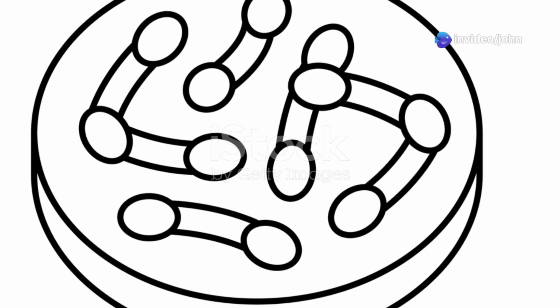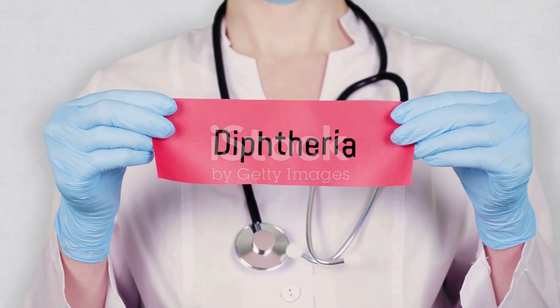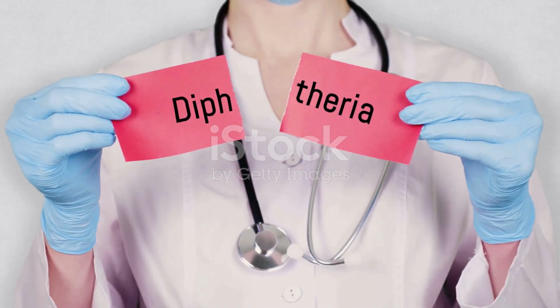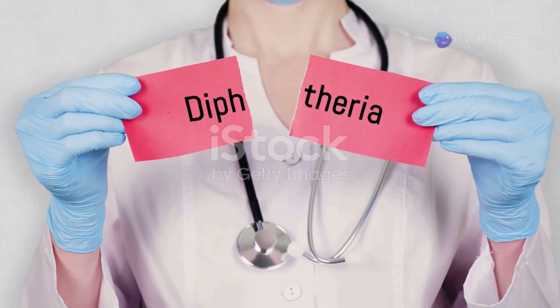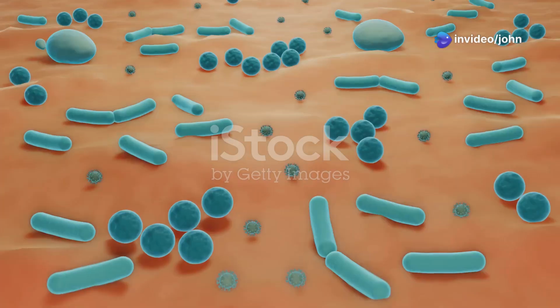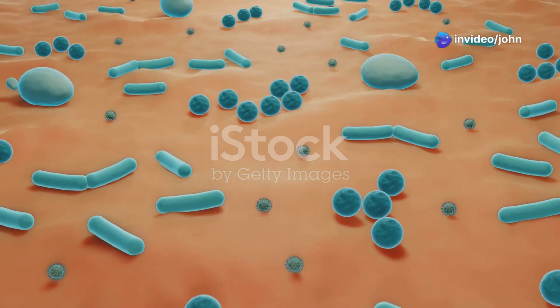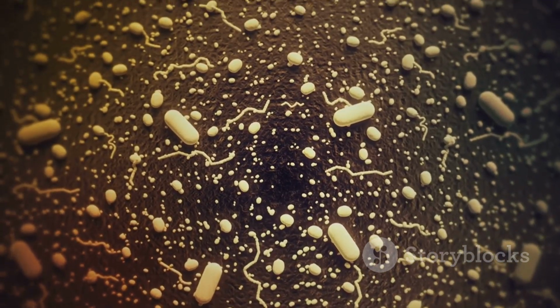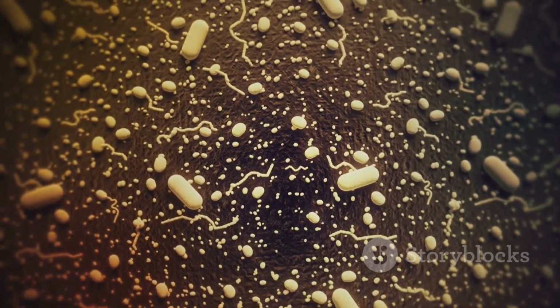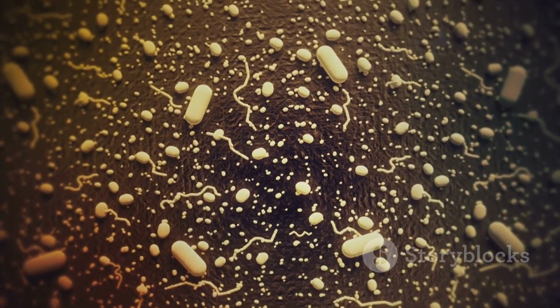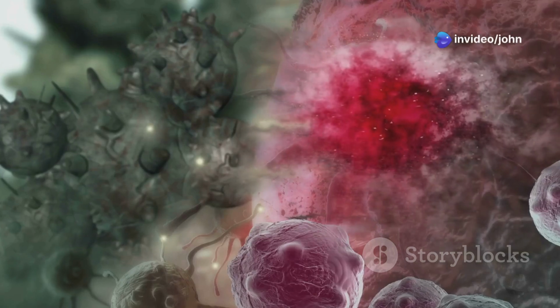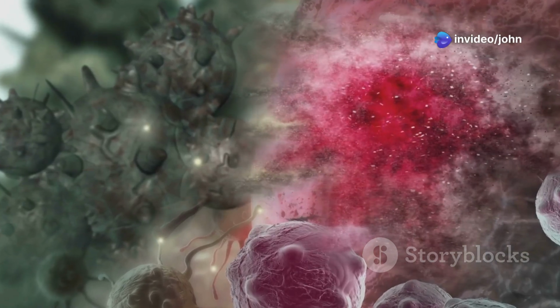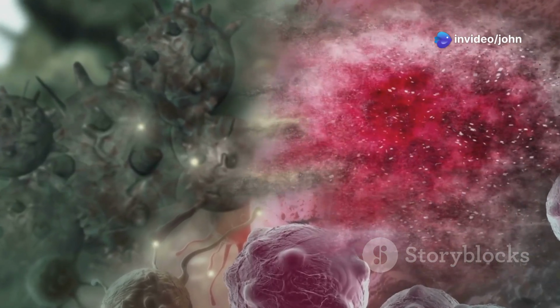The real danger of Corynebacterium diphtheriae lies in its ability to produce a potent toxin. This toxin, aptly named diphtheria toxin, is the main weapon in the bacterium's arsenal, causing widespread damage within the human body. The process begins with the bacterium colonizing the mucous membranes of the respiratory tract. Once established, Corynebacterium diphtheriae releases the diphtheria toxin into the surrounding tissues. This toxin targets cells by interfering with their protein synthesis, effectively shutting down their vital functions.